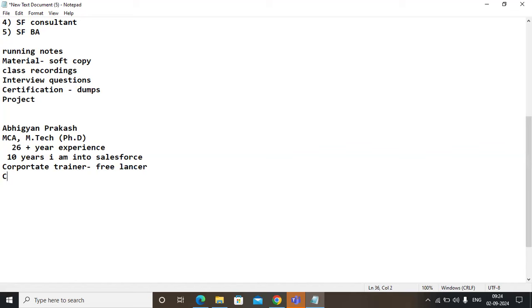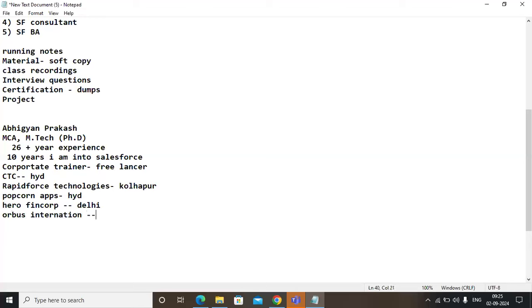I used to work with CTS Cognizant. I used to work with Rapid Force Technologies, that is in Kolhapur, Maharashtra. Cognizant Hyderabad. Popcorn Maps, this company is also located in Hyderabad. Hero FinCorp, Delhi. Orbis International, Noida. Triumph Technologies, that is also in Delhi. For these companies, I'm working as a corporate trainer.